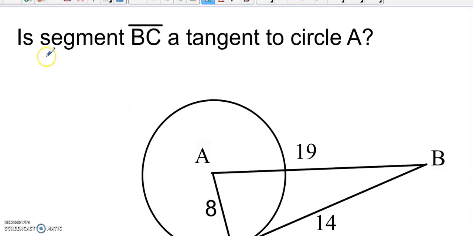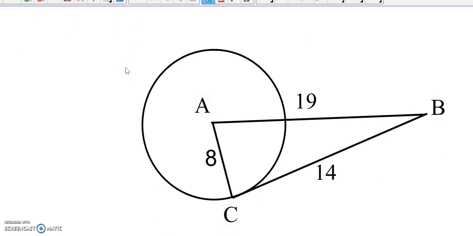All right, this question wants to know if segment BC is a tangent to circle A. Well, that just comes down to, do we have a right triangle here? So is this angle here a box? Is it appropriate to put a box there? Is it actually a 90-degree angle? Well, is 8 squared plus 14 squared equal to 19 squared? If it is, then I have a right angle.